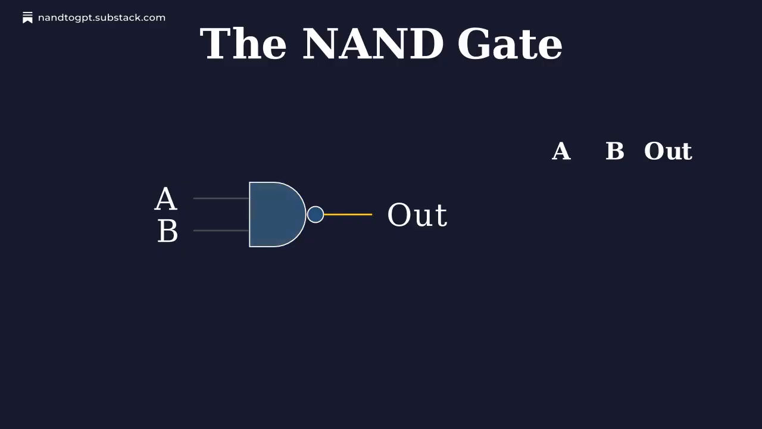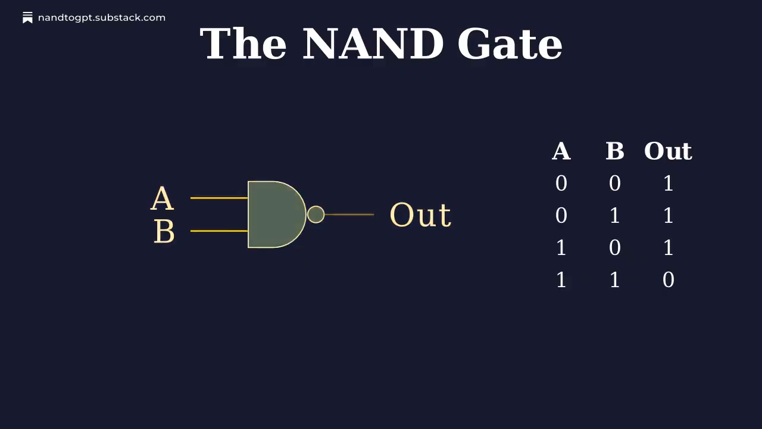When both inputs are 0, output is 1. When A is 0 and B is 1, output is 1. When A is 1 and B is 0, output is 1. But when both inputs are 1, output is 0. NAND means not AND. It's an AND gate followed by a NOT. It inverts whatever AND would give you.